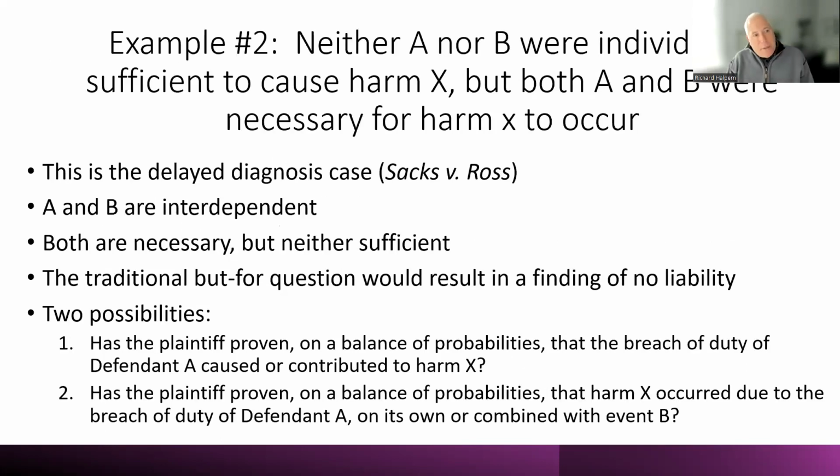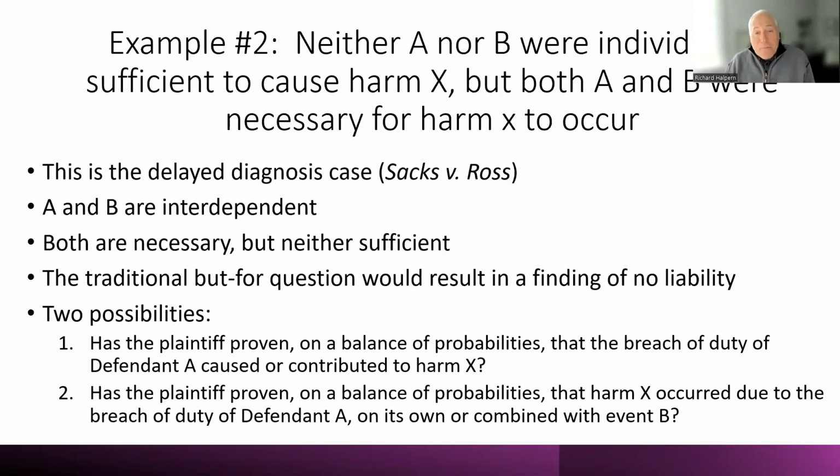So here's another example. Neither A nor B were individually sufficient to cause harm X, but both A and B were necessary for harm X to occur. So this is the classic delayed diagnosis, delayed treatment case, where there are nurses and doctors and other people involved in errors, like Sachs and Ross. And A and B, each of these two acts, or there may be A, B, C, and D, like there are 5, I think, in Sachs, they're interdependent. They rely one on the other. Therefore, on their own, no single act is necessary. On their own, no single act is sufficient, but they must combine to be both sufficient and necessary.